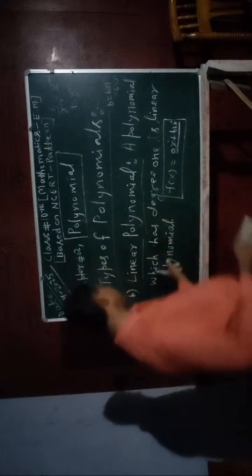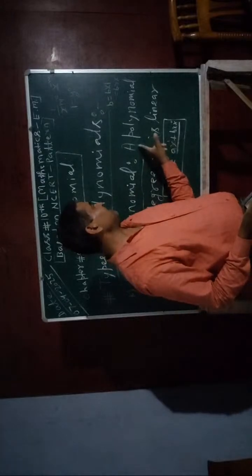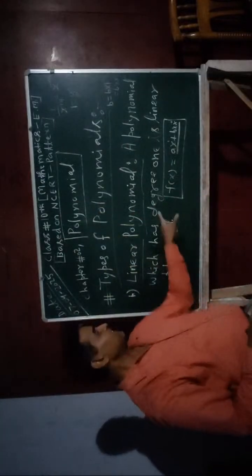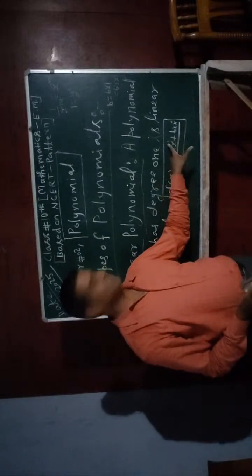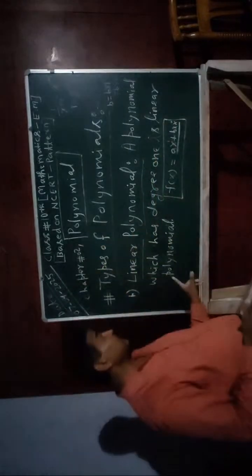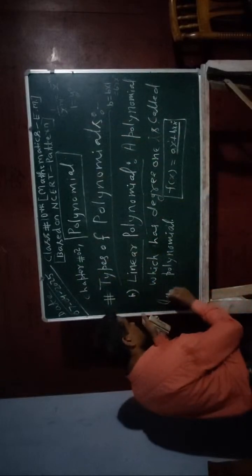So for a linear equation, here I have written the definition of a linear polynomial. A linear polynomial is a polynomial which has degree 1. Each such polynomial is called a linear polynomial. In the case of linear polynomial, the definition is very simple: a polynomial which has degree 1 is called a linear polynomial.